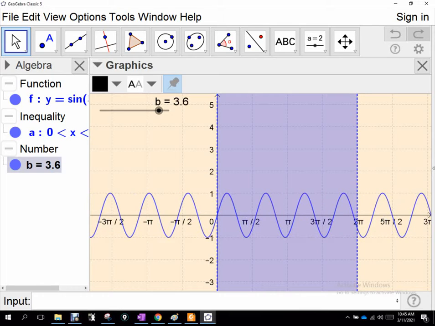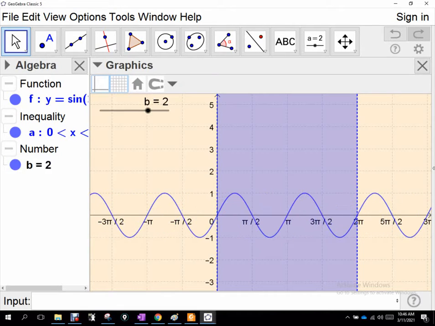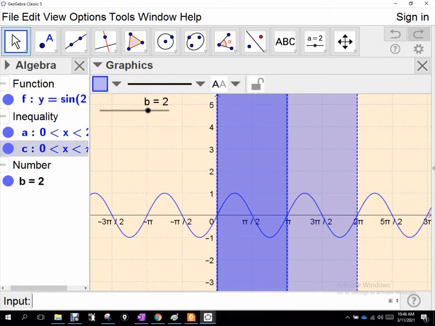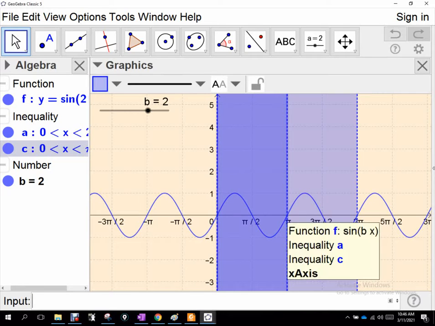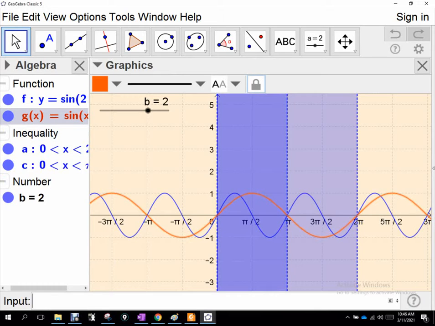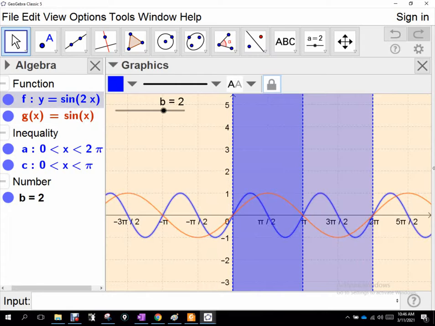Does that make sense? So when that b value is 2, now I want you guys to focus on the region between 0 and pi. Would you guys agree that that is now the period for the sine of 2x? Because it starts repeating after a distance of pi, right? And that's different than sine of x. Sine of x takes it from 0 to 2 pi to repeat. But when I put that coefficient of 2 right there, that's going to change things.